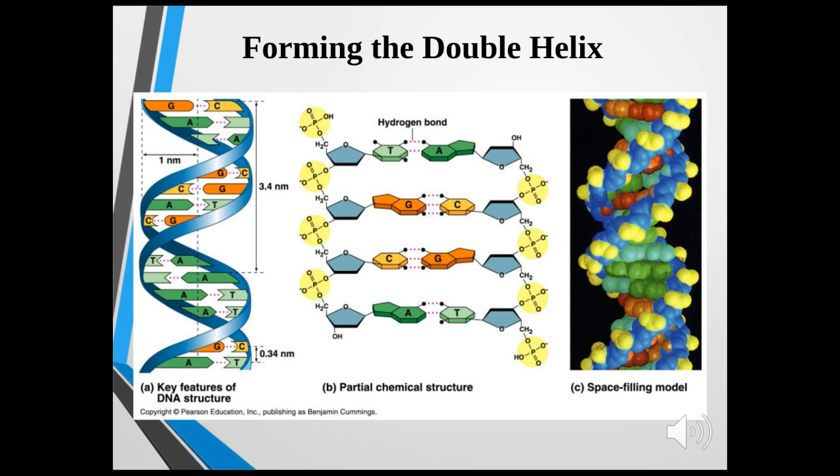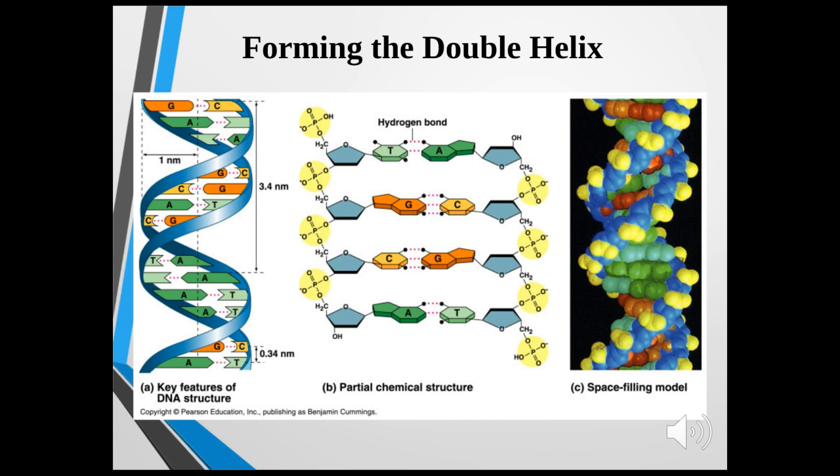We can see now that A and T, they have two hydrogen bonds to keep them together. And G and C, we have three bonds to keep them together. That's how we know that they match. They're like puzzle pieces that come together.